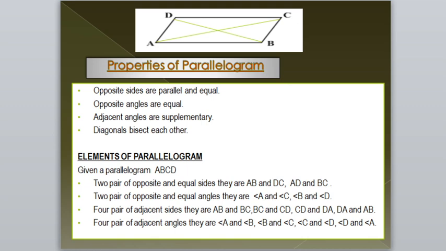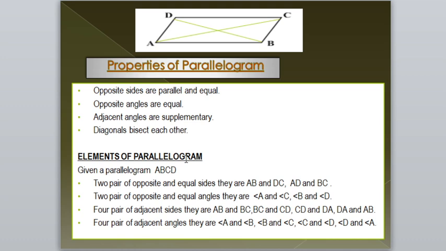Earlier I told you that the whole next exercise depends on the kinds of quadrilaterals. So first we will revise the properties of a parallelogram. The first property is that opposite sides are parallel and equal. Opposite angles are equal. Adjacent angles are supplementary. Diagonals bisect each other. These are the properties of a parallelogram which we have discussed earlier.